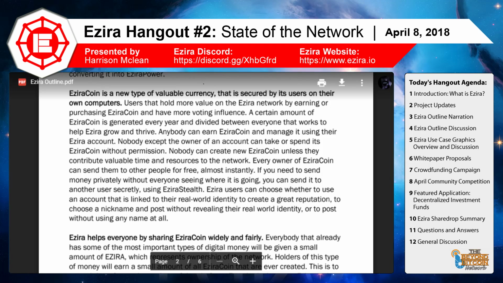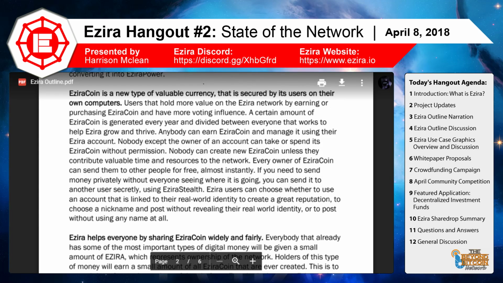Nobody except the owner of an account can take or spend its Ezira coin without permission. Nobody can create new Ezira coin unless they contribute valuable time and resources to the network. Every owner of Ezira coin can send them to other people for free almost instantly. If you need to send money privately without everyone seeing where it is going, you can send it to another user secretly using Ezira Stealth.